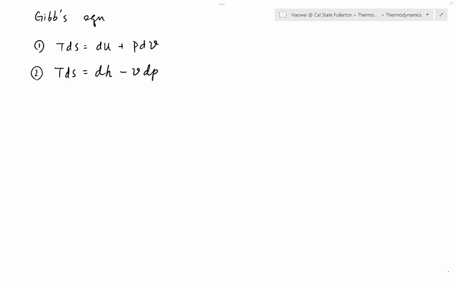Next, we'll talk about Gibbs equations for two very special cases. The first special case is when we deal with incompressible substances, and the second special case is when the substance is an ideal gas. Let's start from the first one. Delta S of an incompressible substance.